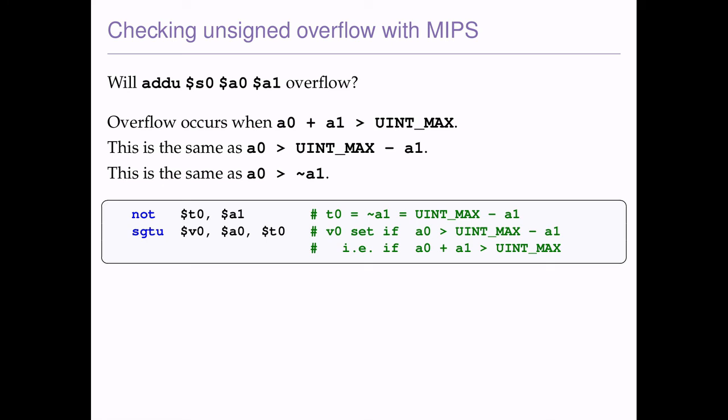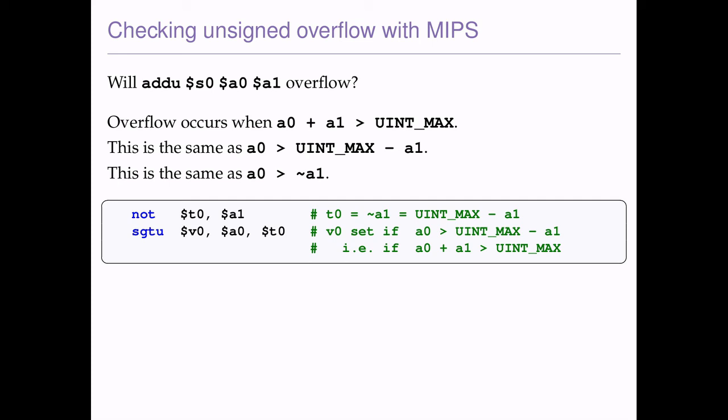So, when will addition of two numbers cause overflow? Two numbers being A0 and A1. Well, overflow occurs when A0 plus A1 is larger than the largest value we can represent. And the largest value we can represent is the number with all of the ones set. So that's a 32-bit number with all of the bits set to 1. So when will this occur?